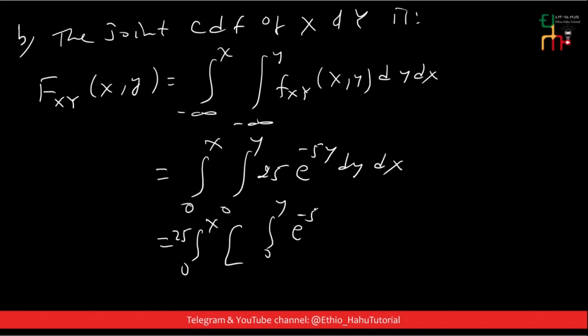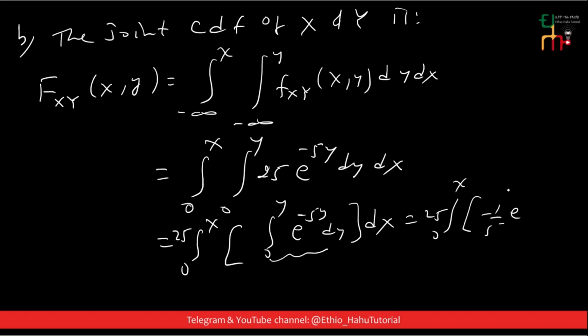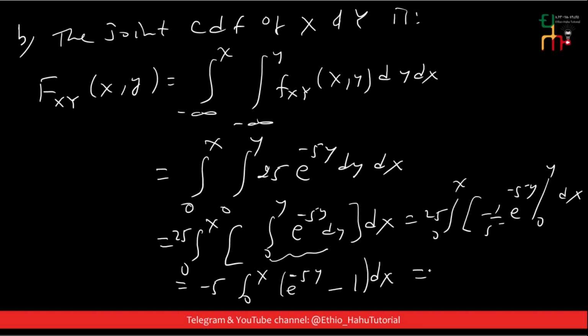Integrate from 0 to y of e to the power of minus 5y dy, then dx. Actually, since they are independent, we can integrate y and x separately. The integral of this is minus 1/5 e to the power of minus 5y, so this is equal to 25 times the integral from 0 to x of minus 1/5 e to the power of minus 5y from 0 to y, dx. Taking it out, minus 1/5 times 25 is minus 5, times the integral from 0 to x of e to the power of minus 5y minus 1, since e to the power of 0 is 1, dx.